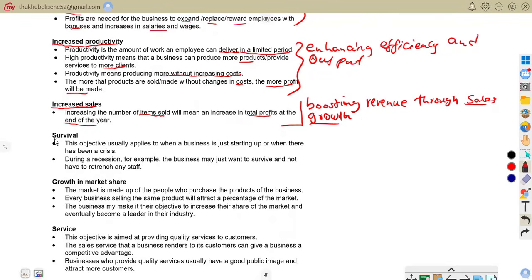Now we are coming to survival. So survival, when you're talking about survival, we are ensuring business continuity. Survival is about continuance, whereby the business is still continuing. That is why we are saying this is where we are ensuring business continuity.